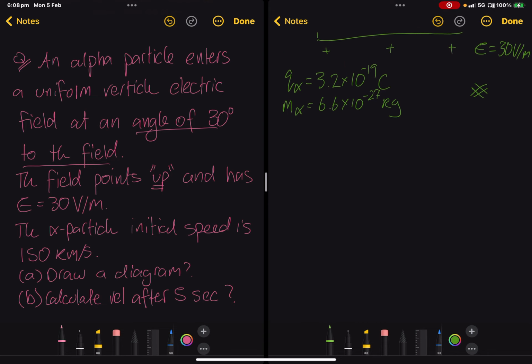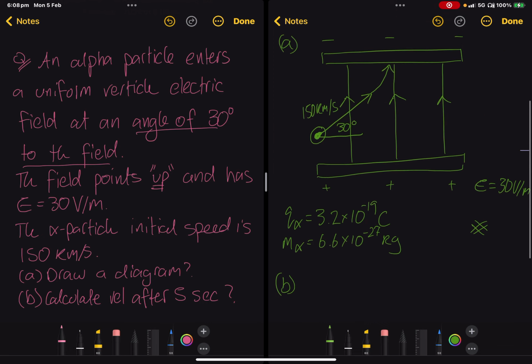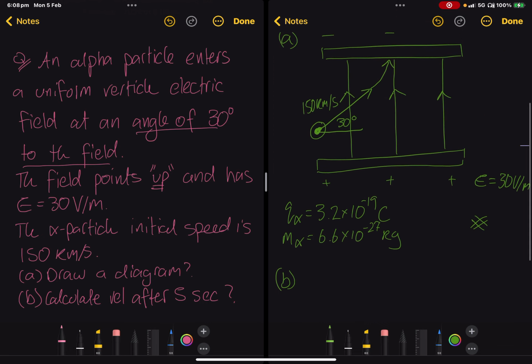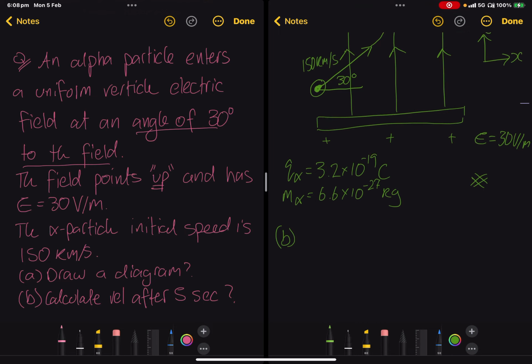So part B says calculate the velocity after 5 seconds. All right. So we're going to do this as a particular type of problem. We're going to set up the accelerations, then find the velocities, then find the positions. So if we have a look at our diagram, we'll choose our x and y axes. We'll choose x to go this way, we'll choose y to go this way. So we have acceleration in x is equal to, and acceleration in y is equal to.